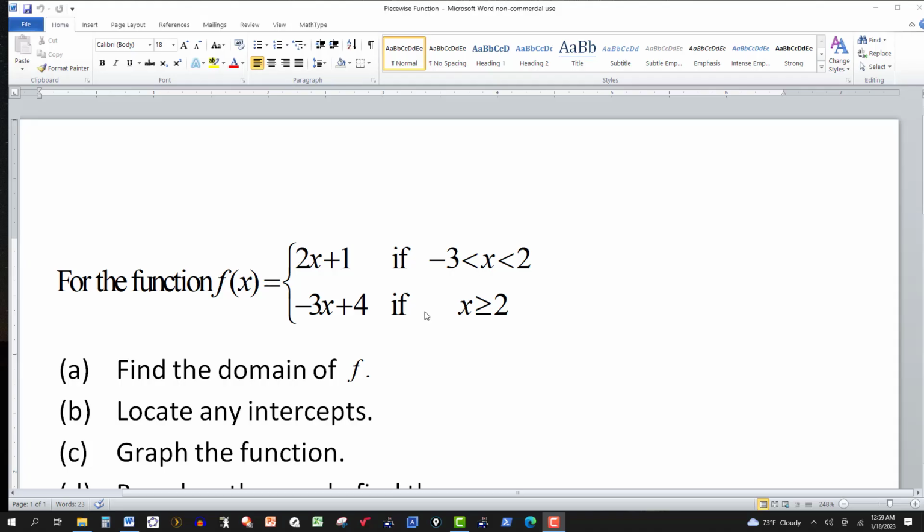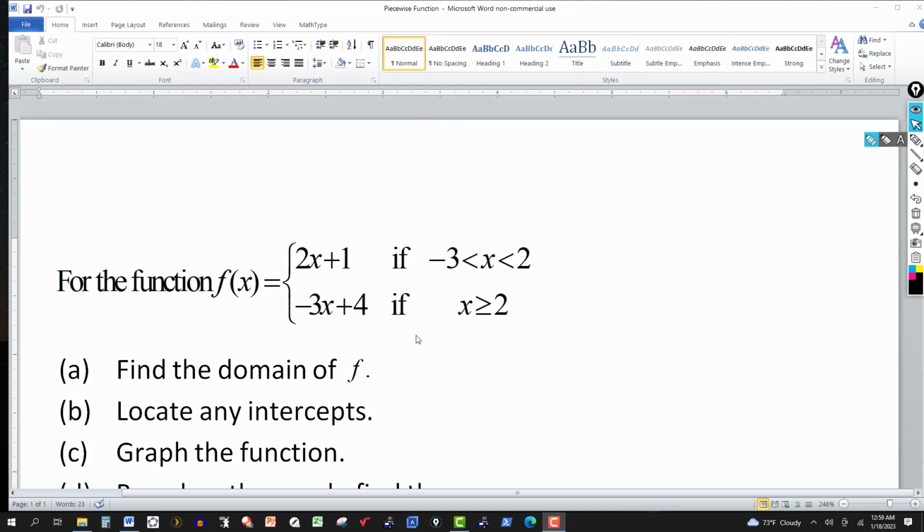In this figure we have a piecewise function, which is simply a function that's defined on given intervals by other functions. In this case we have two lines. One is y equals 2x plus 1, the other one is y equals negative 3x plus 4.